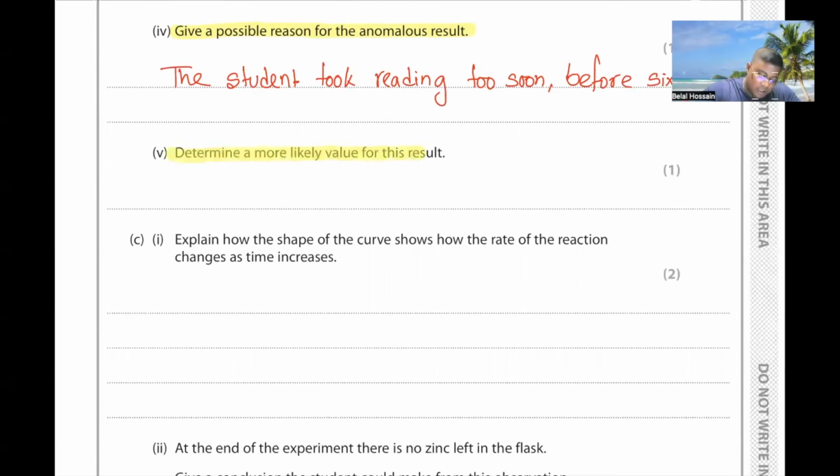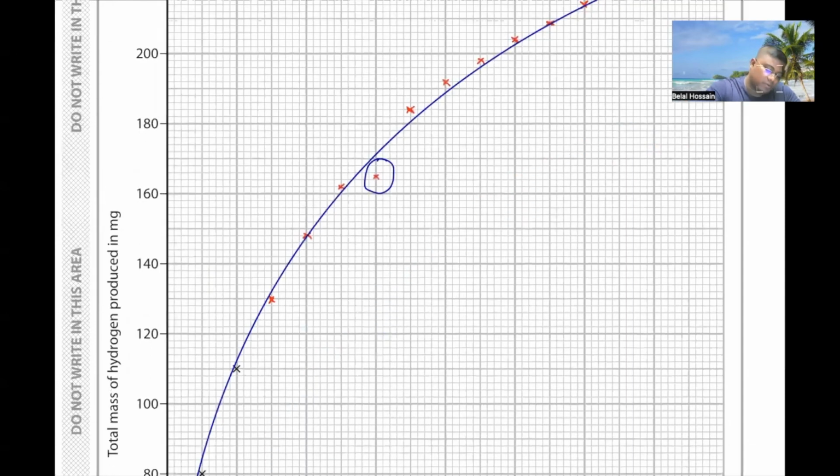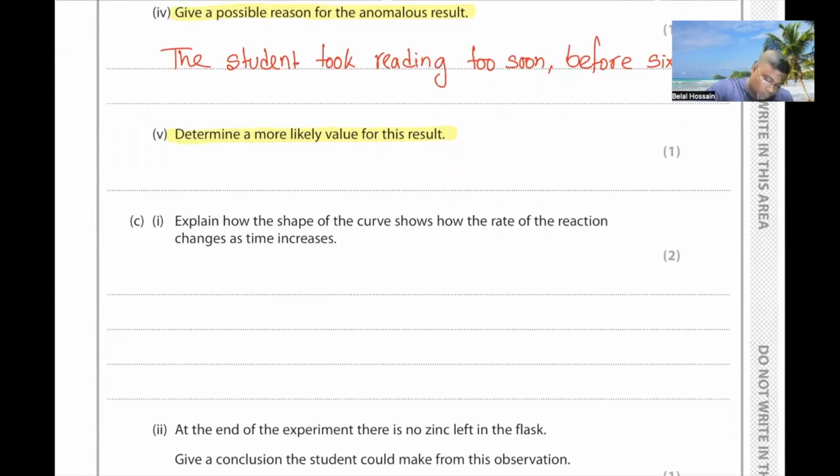Determine a more likely value for this result. The more likely value for this result can be found by extrapolating in the graph on that very same point and then going back towards 171.